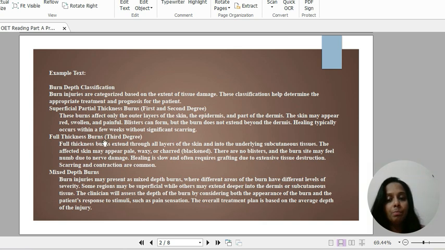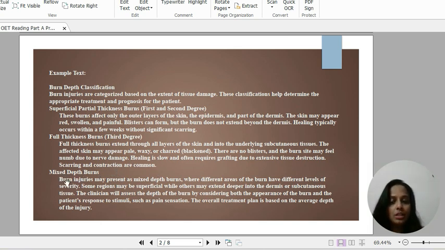Full thickness burns, third degree. Full thickness burns extend through all layers of the skin and into the underlying subcutaneous tissues. The affected skin may appear pale, waxy, or charred. There are no blisters, and the burn site may feel numb due to nerve damage. Healing is slow and often requires grafting due to extensive tissue destruction. Scarring and contraction are common.